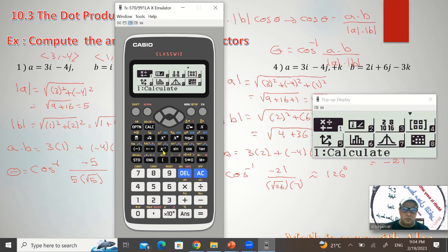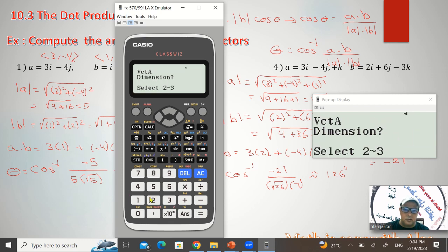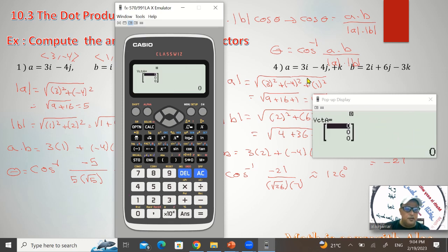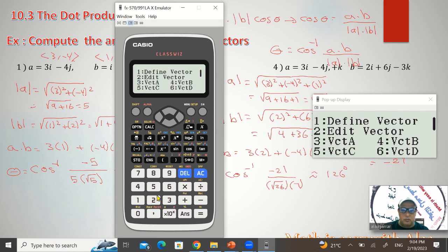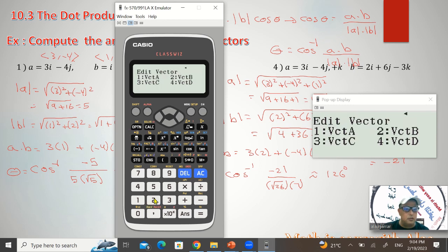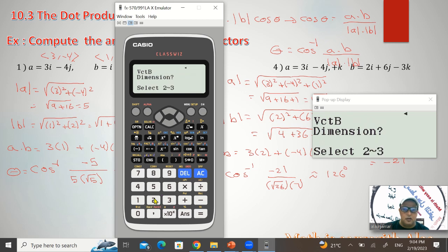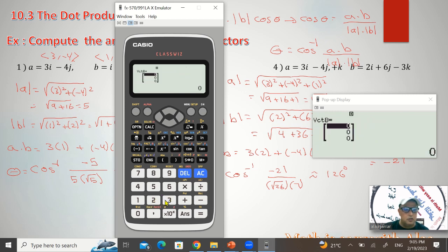How can you use the calculator? Go to menu, go to vectors, then choose vector 1, 3 dimension, 3, negative 4 and 1. After that we go to option, we choose edit to edit the second vector, 3 dimension, 2, 6 and negative 3. We finished now.